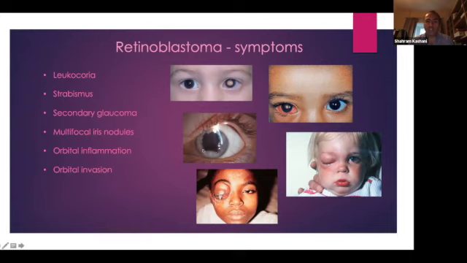You can get this hypopyon, as you can see, in a white eye. So hypopyon in a white eye and nodules should definitely worry you. So these are kind of presence of tumor cells. They can present as orbital cellulitis, so inflammation around the eye and the lids. And when it's really bad, then invasion of the orbit. So you can get orbital inflammation or orbital invasion.